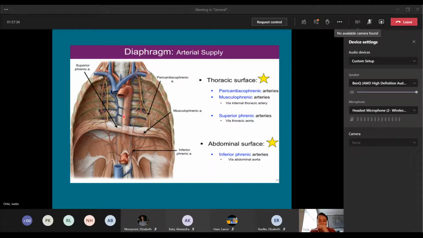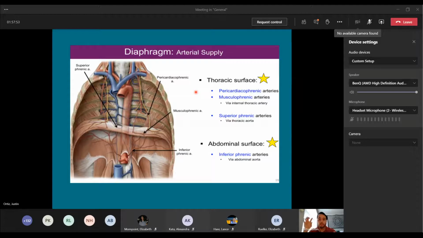And then lastly, you also have the superior phrenic arteries, which will be coming off the aorta right here. You can see them right here, coming off the aorta, supplying the superior portion of the diaphragm. So I hope that makes sense, basically, in regards to where these arteries are coming from, because I didn't want you to just memorize random arteries.